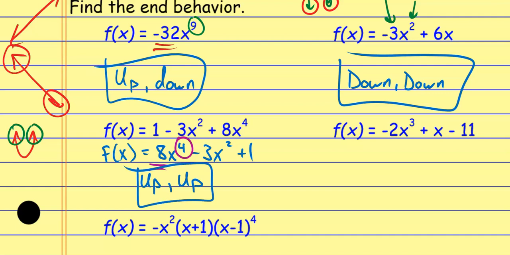Okay? If I look at the next one, again, this one has a degree of 3, so it's an odd degree. There's a negative coefficient, so I follow the pattern of a negative line, right? If you think about a negative sloped line, it goes up, down. Every other odd degree polynomial is going to follow that same pattern for end behavior, okay? So this one is up, down.